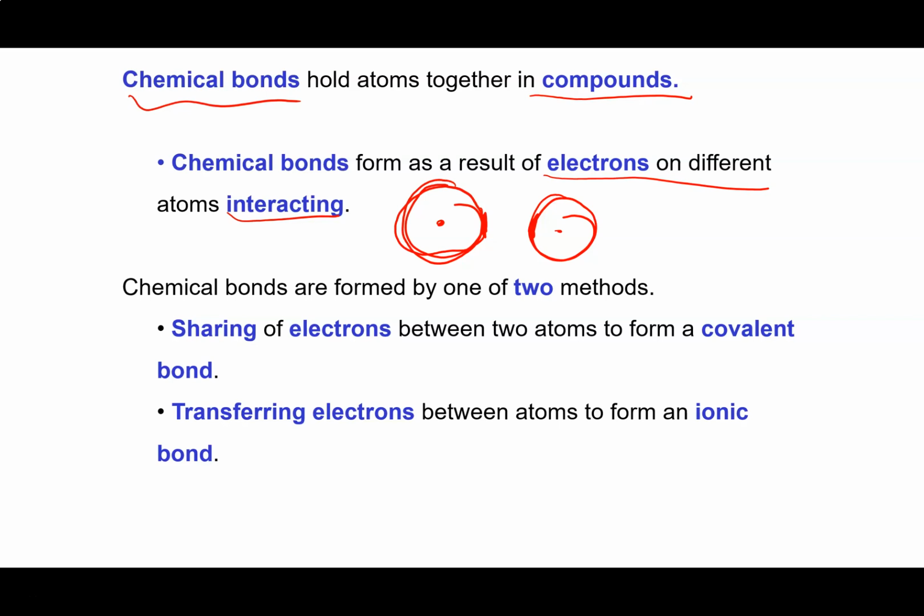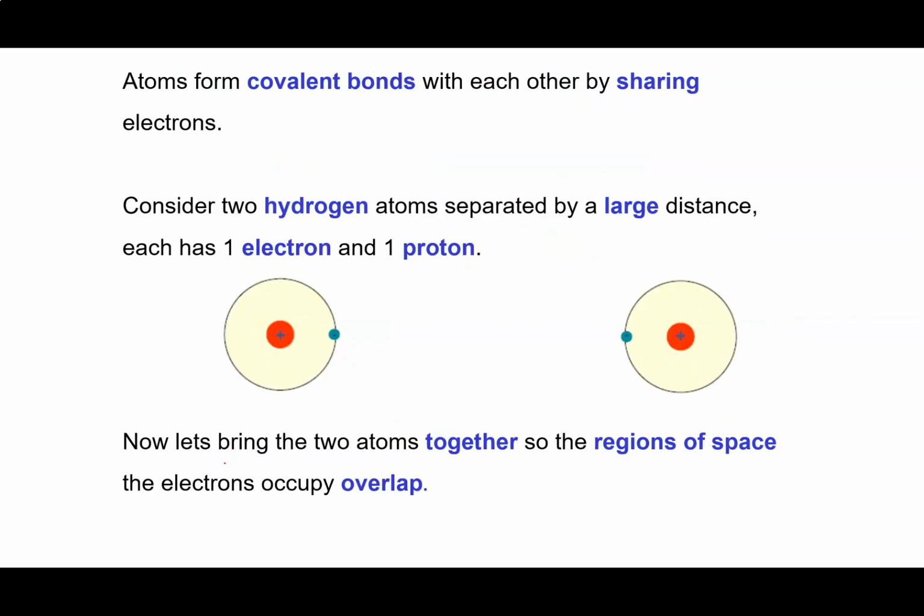So there's two main mechanisms that chemical bonds are formed by. One is the sharing of electrons. And when electrons are shared between atoms, what happens is a covalent bond forms. And the other mechanism by which bonds are formed is the transferring of electrons. And what happens there is electrons move from one atom to another. And when electrons are transferred, an ionic bond forms.